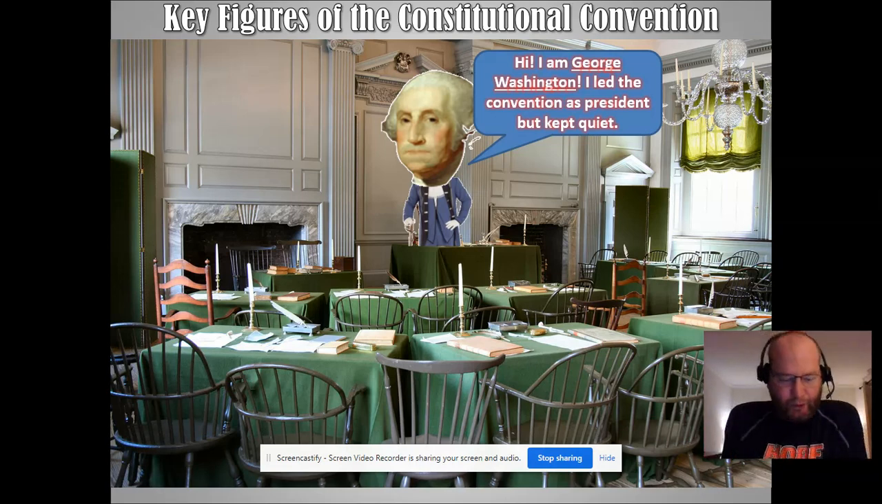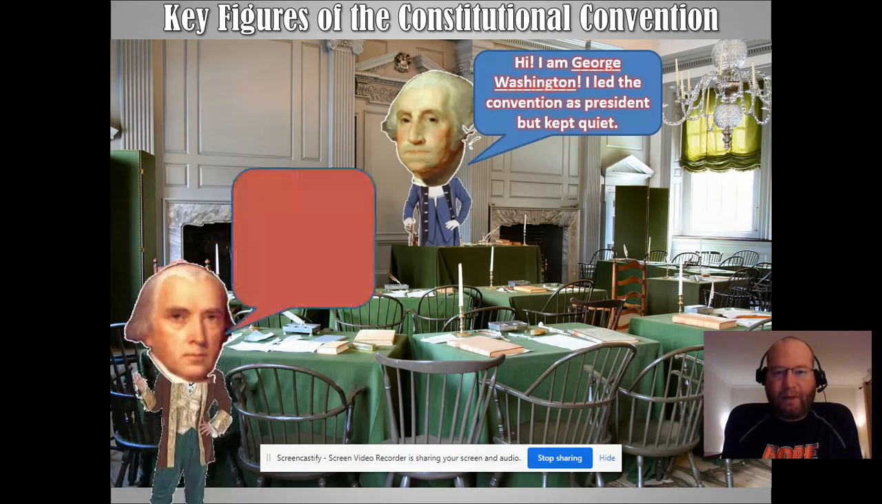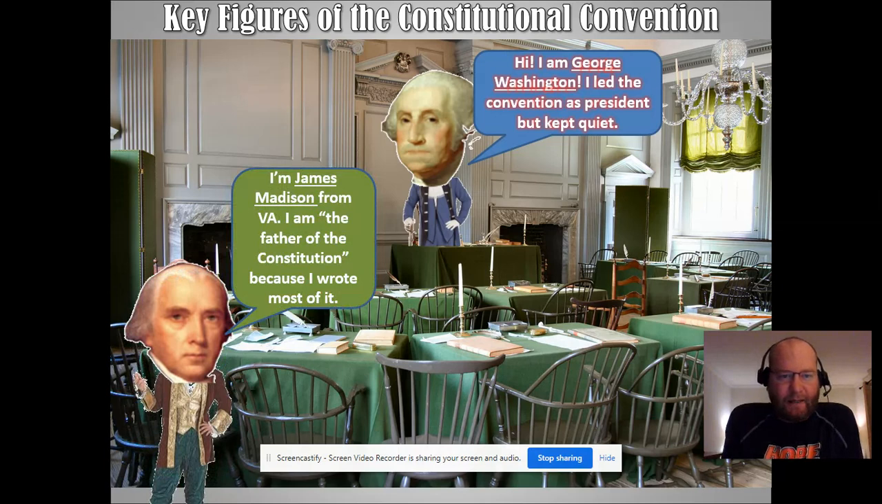Hi, I'm George Washington. I led the convention as president, but kept quiet. He was a more behind-the-scenes type of guy. Yes, he sat up front there and was in charge, but didn't say a whole lot. Keep in mind, he was in charge of the Continental Army that helped defeat the British. So a lot of people had a lot of respect for Mr. Washington. Next, James Madison from Virginia.